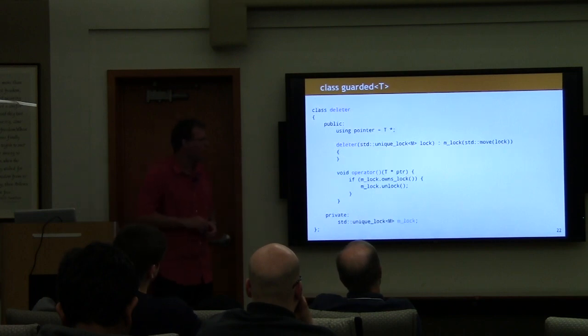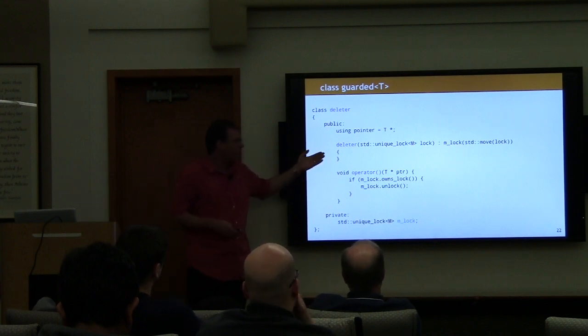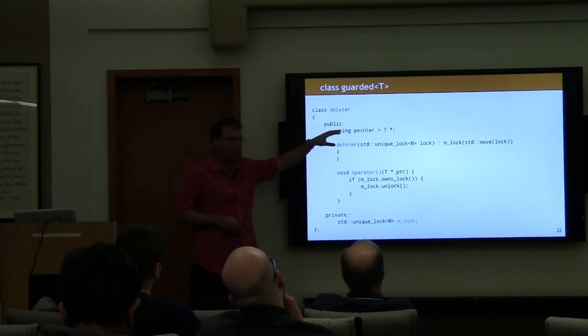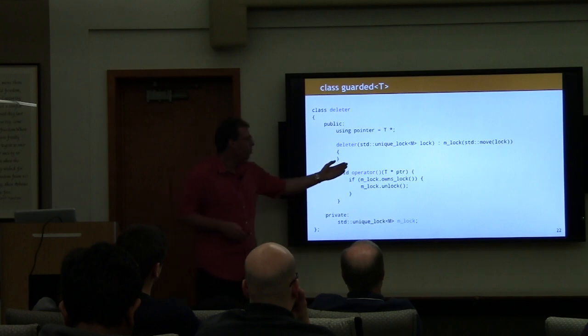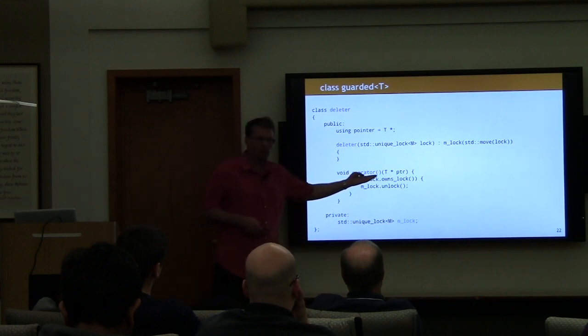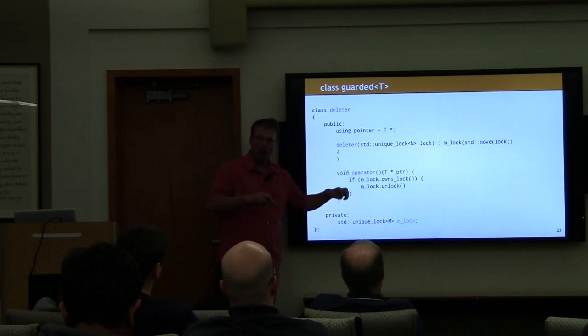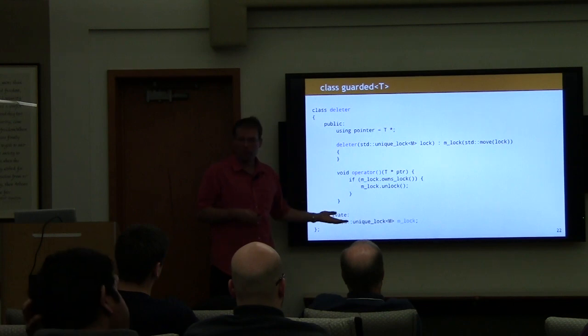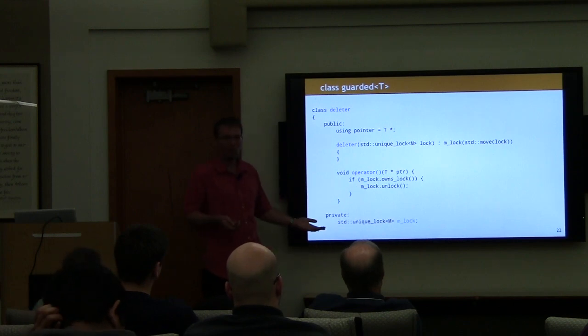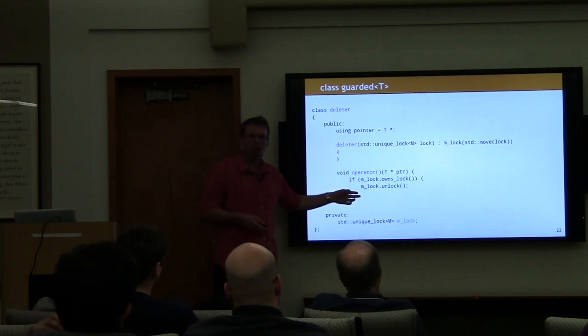What's the deleter look like? Well, it's actually not that complex. We're going to accept the unique lock that was locked earlier. We're going to accept it by value. It's going to be moved into the deleter. We move it into a member variable. And then all we do in the operator of the deleter, well, we don't actually want to delete the object. That's not our responsibility. What we're going to do is just unlock the lock that we had.